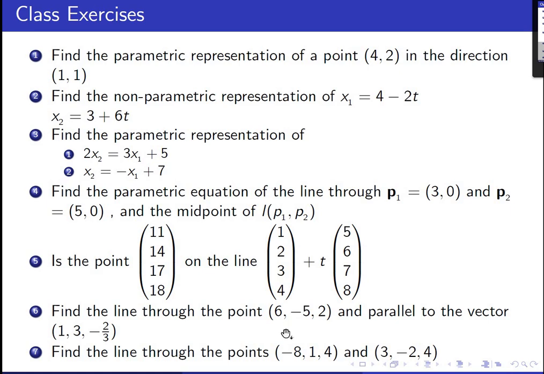So we have class exercises here. Normally, we do these together on a board, but I've prepared solutions, so we will go through the solutions that I've prepared. So we need to find the parametric representation of a point (4, 2) in the direction (1, 1), right? What we need to find is r equals r naught plus tv. We have an initial point and the direction vector.